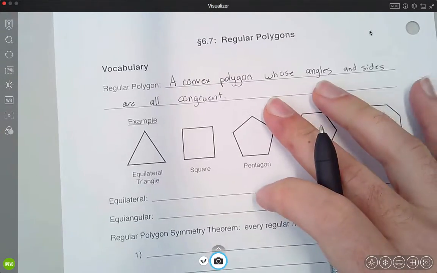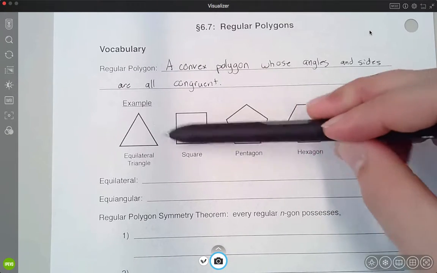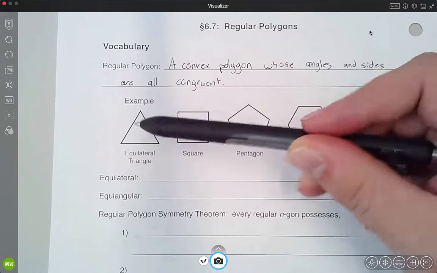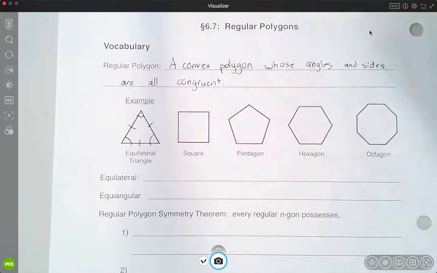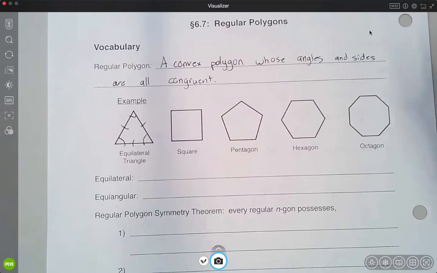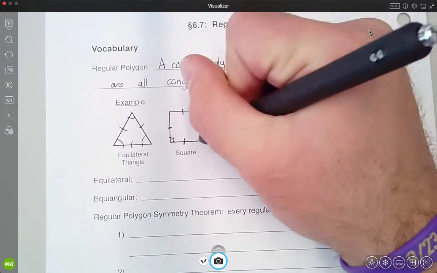Okay, I have some examples here. When we have a regular triangle, we call that an equilateral triangle because I have all of my equal sides. These are all equal, and all of my angles would have been equal as well. Same thing, a square is that special regular quadrilateral. All of my sides are equal and all of my angles are equal. In fact, they're all right angles.